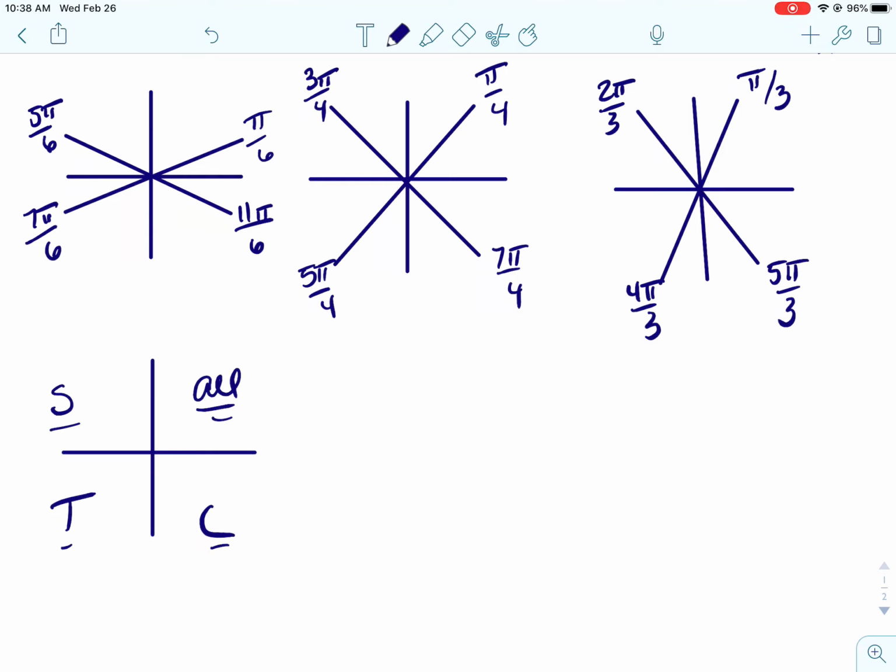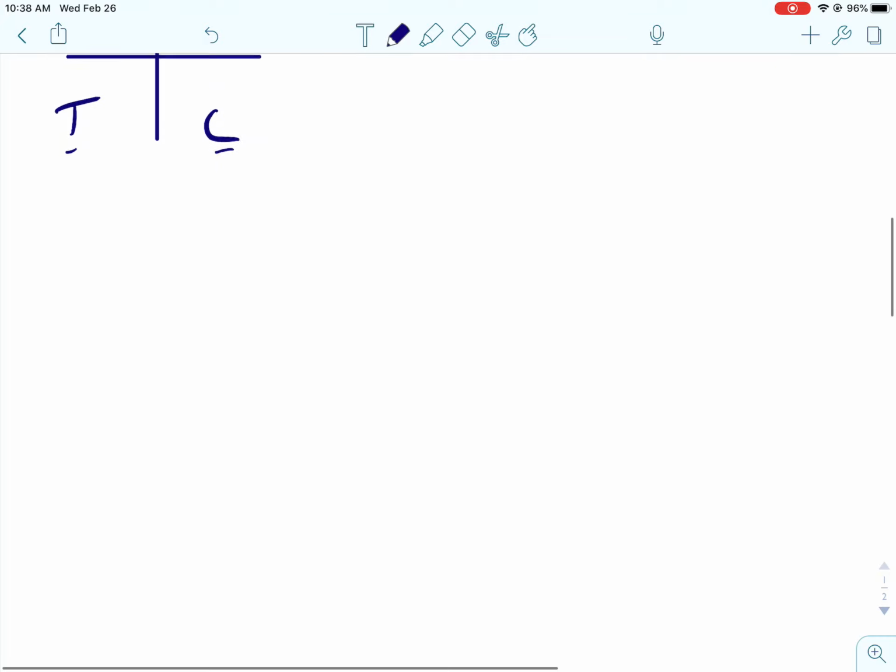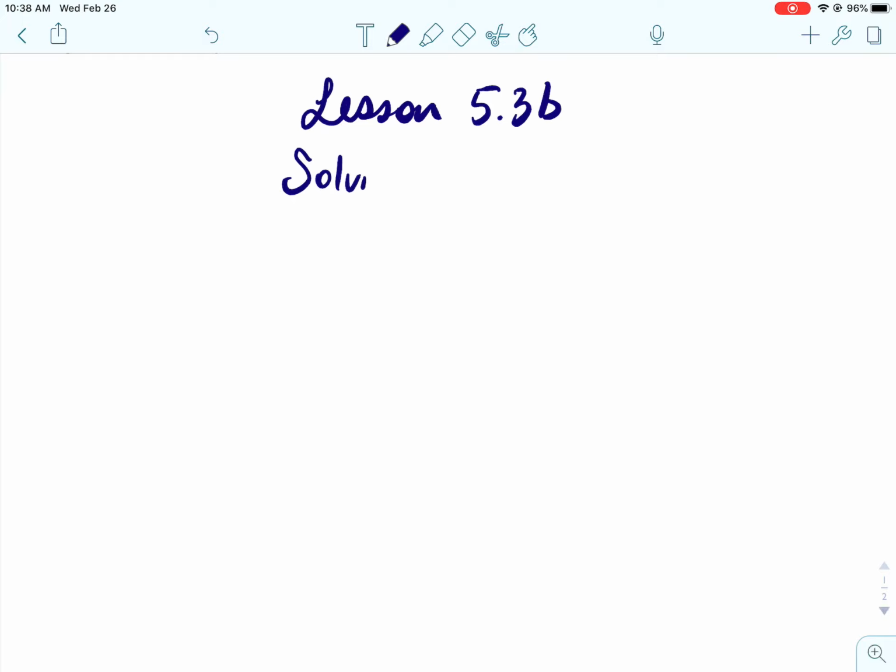All right, so today we are gonna do some more complicated trig equations. So these you might have to factor. You may have to use an identity. So it's gonna be a little more difficult to solve them today. But one thing that is great is they're all gonna be in an interval from 0 to 2 pi, so we aren't gonna have to do the plus n pi or plus 2 n pi stuff. All right, so this is lesson 5.3b, and we're still solving trig equations.